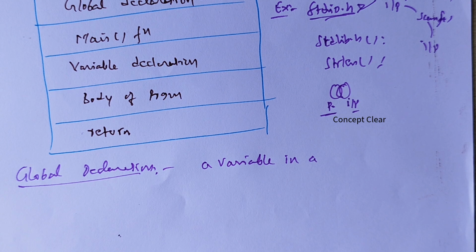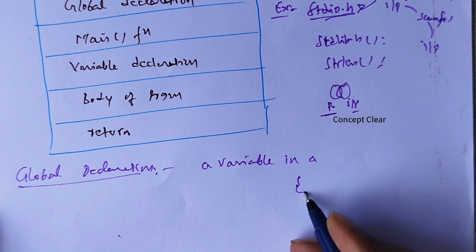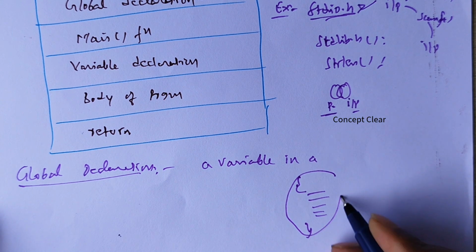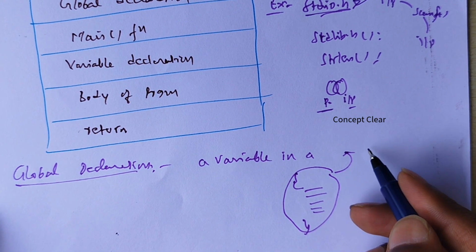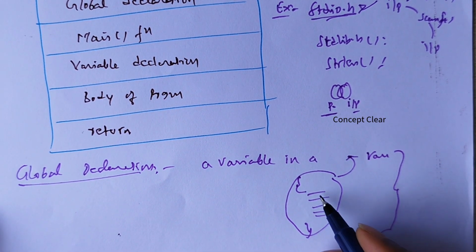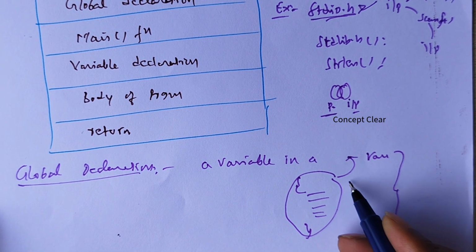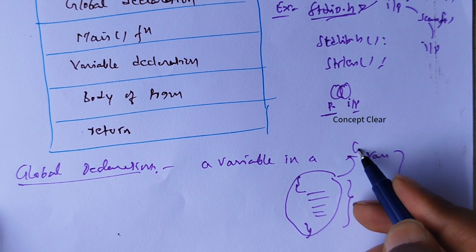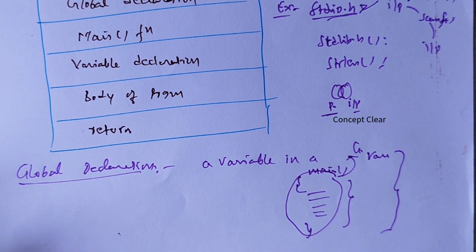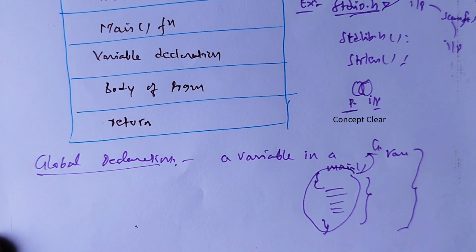If you declare it outside the main function, we can use that variable in the entire program. If you declare it inside the main function, it will be used inside that function only. If you declare in this area, we have to use it in this area only. If you declare the global variable outside the main function, then we can use it in the entire program. That is called global declarations.